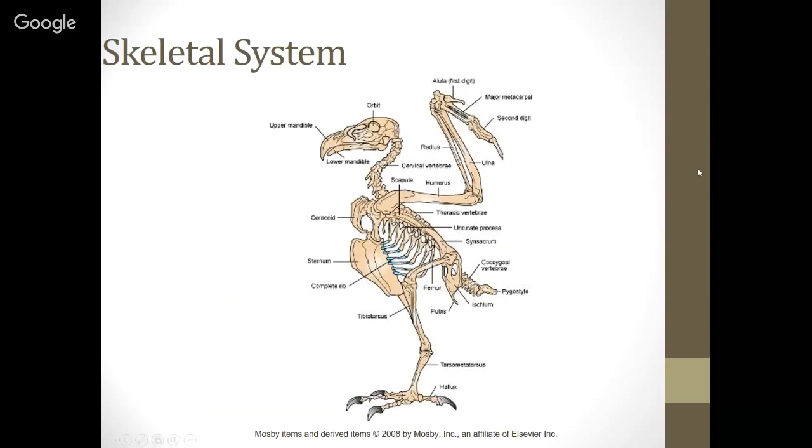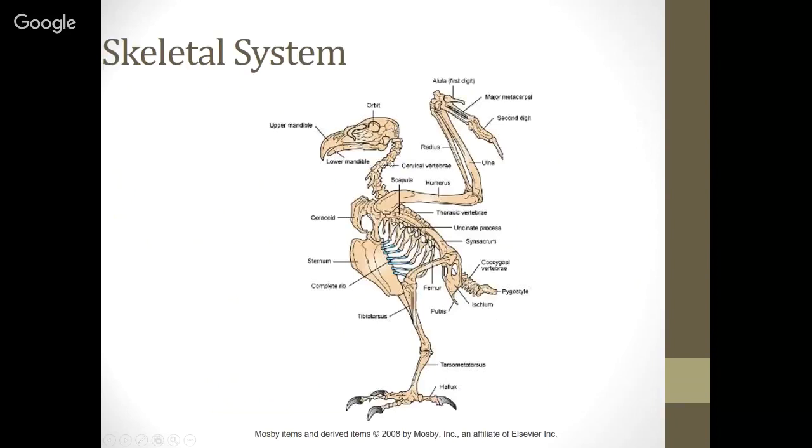All right, the skeletal system. This is the skeleton of a bird. It looks different from a mammal because it is. We have some differences in the skeleton that I'd like to point out. Obviously, we have two mandibles, an upper and a lower mandible. We have an elongated skull here.